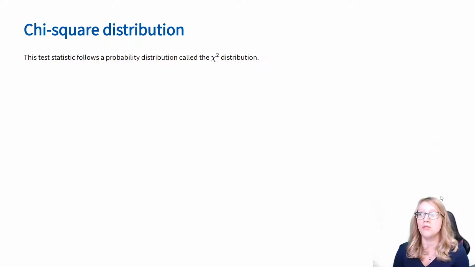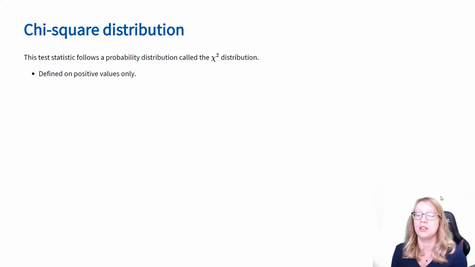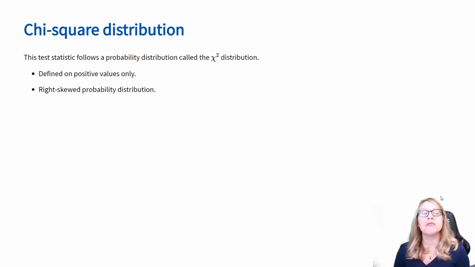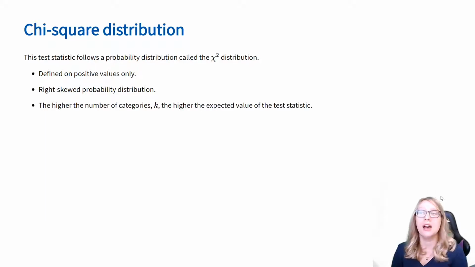If we are seeing large values, that means there are bigger differences between the observed versus expected counts. We refer to this as the chi-square test statistic because it follows a chi-square probability distribution. This chi-square distribution is defined on positive values only, which makes sense because we're squaring the difference between the observed and the expected, so that can't possibly be negative. It is also a right-skewed probability distribution, so it has a heavy tail to the right. Finally, the higher the number of categories, the higher the expected value of the test statistic because we're adding more terms to calculate this chi-square.